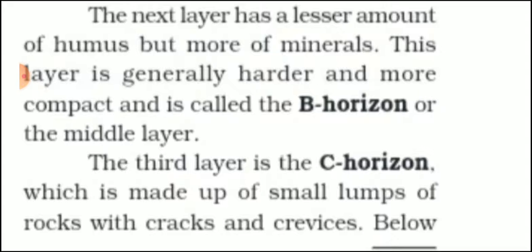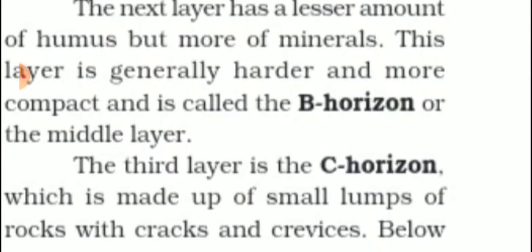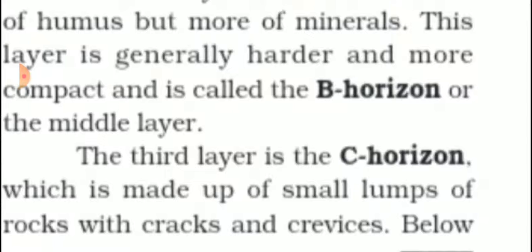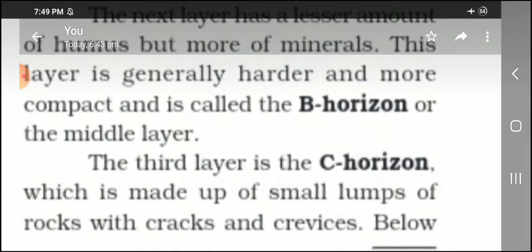The next layer has a lesser amount of humus but more minerals. This layer is generally harder and more compact and is called the B horizon or the middle layer. The third layer is the C horizon, which is made up of small lumps of rocks with cracks and crevices. That is the C horizon. Next, the bedrock layer. Bedrock means the final layer, the last layer. This layer is bedrock, which is hard and difficult to dig with a spade. That is bedrock.